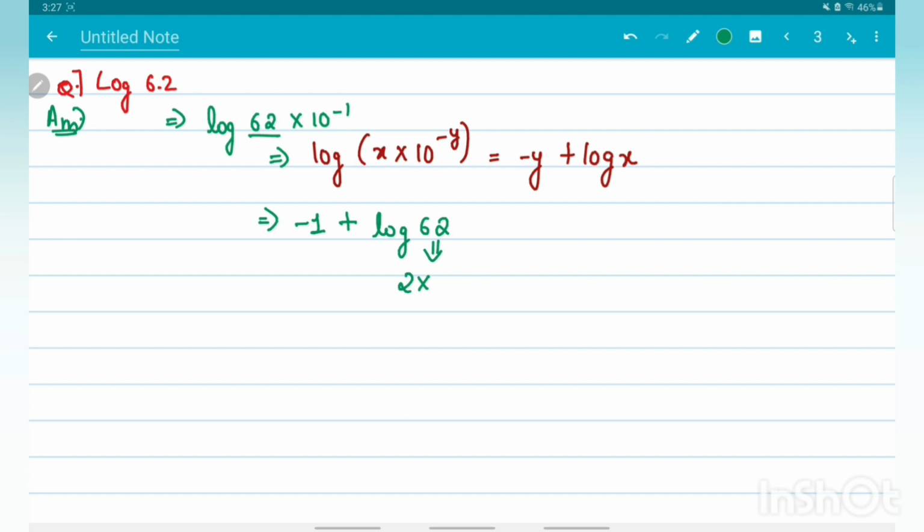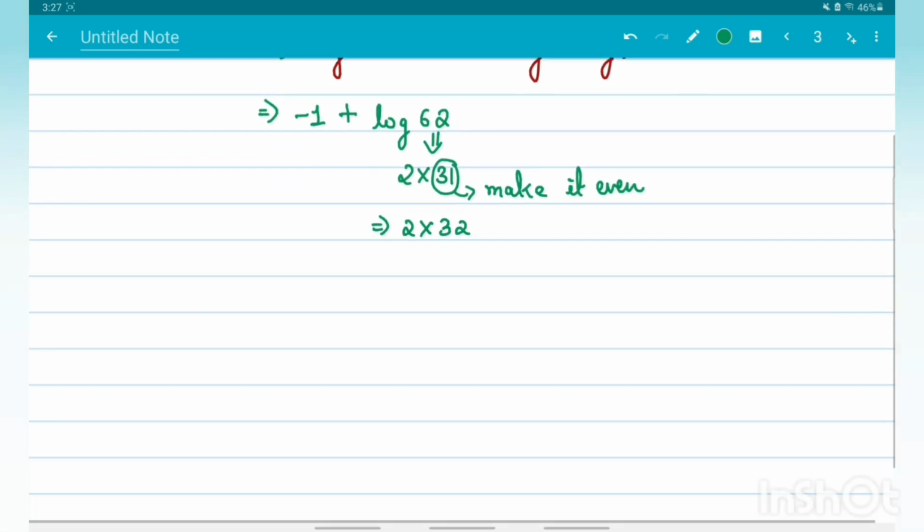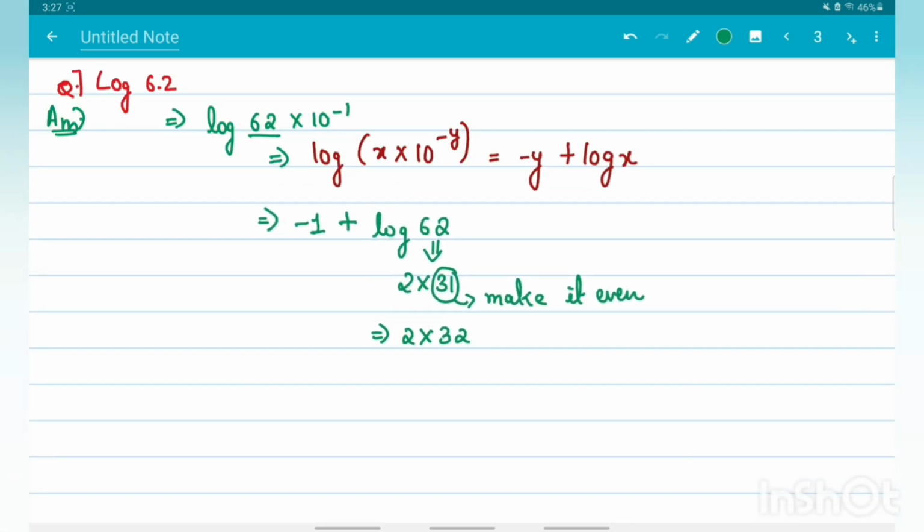So if you see, when you do 2 into 31, you get 62. But since 31 is an odd number and we can't make it in the form of 2 to the power something, we are going to make it even. We are going to round off to the next even number, so we will make it 2 into 32. No matter if it is odd, you can make it into 2 into 32. If it is already 32, then not a problem. We are doing this so that we can get it in the power of 2.